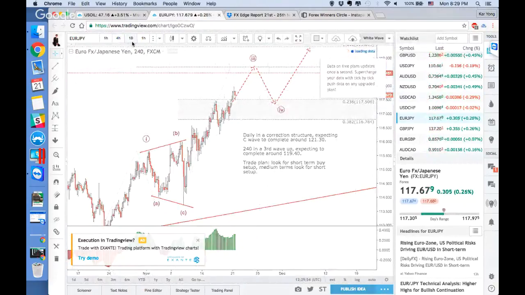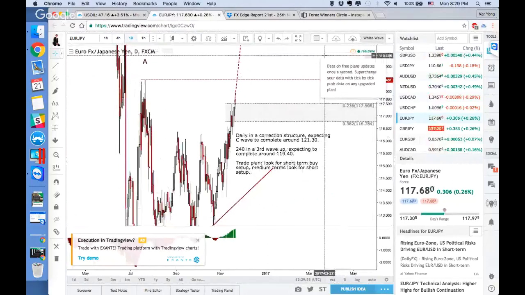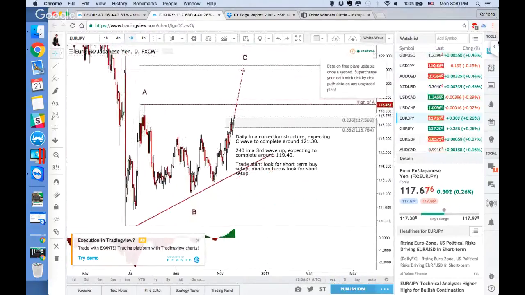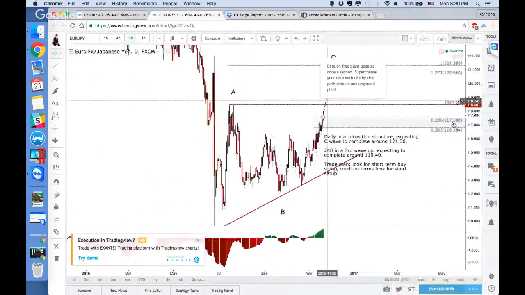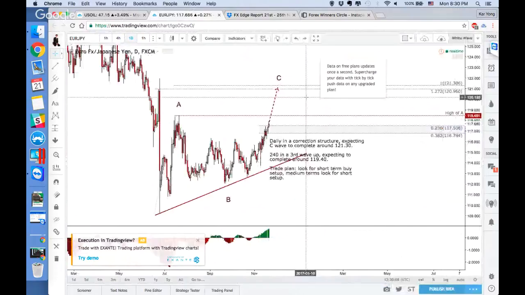Right, so over here, in terms of euro yen, the forecast methodology is telling us there is a high potential that euro yen, the perspective, is still going to go higher.